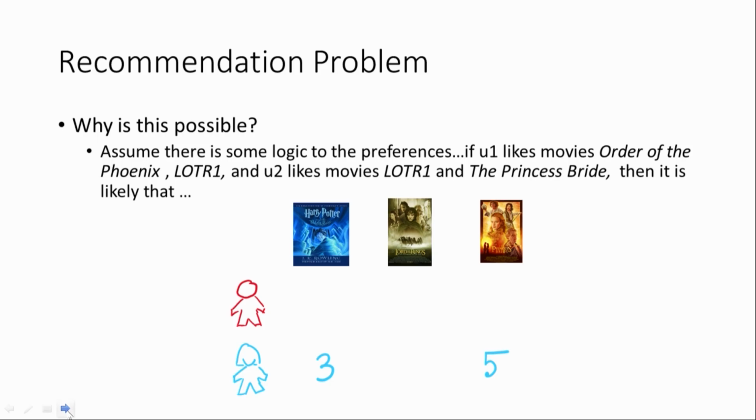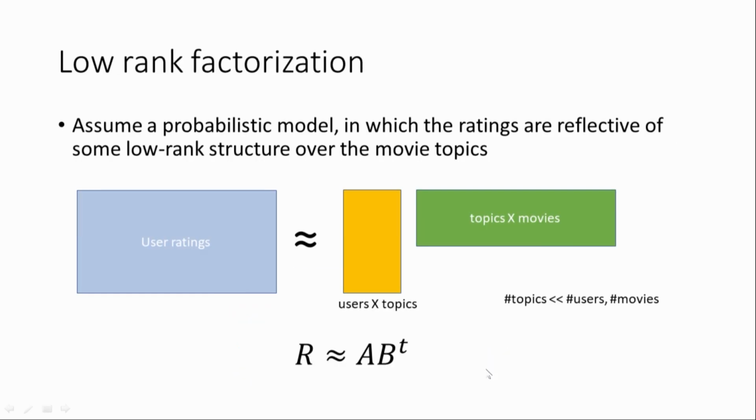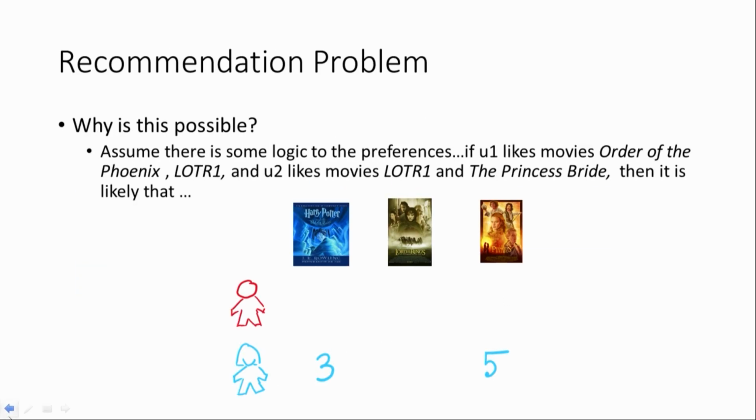For instance, if this user has seen, let's say, some of these Harry Potter movies, or some of these movies. Let's say she likes Harry Potter 3 and she's put in 5 for The Princess Bride, but I want to know, how much is she going to like Lord of the Rings?